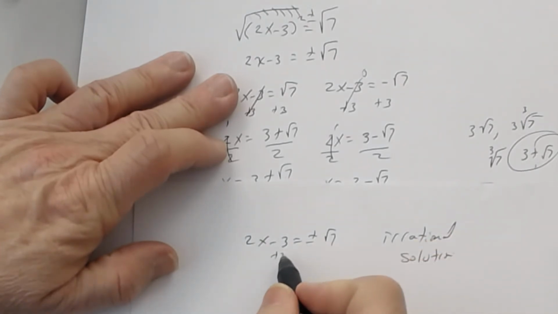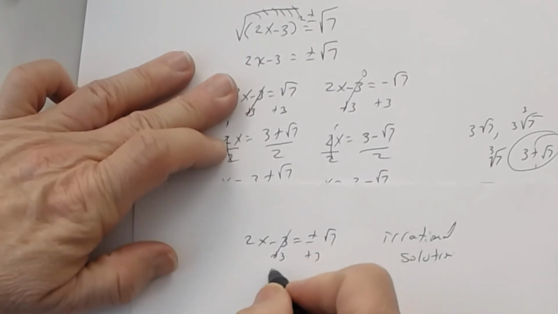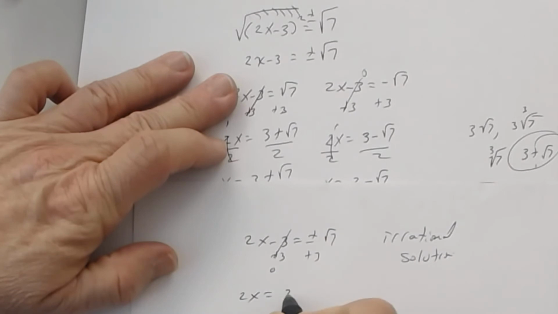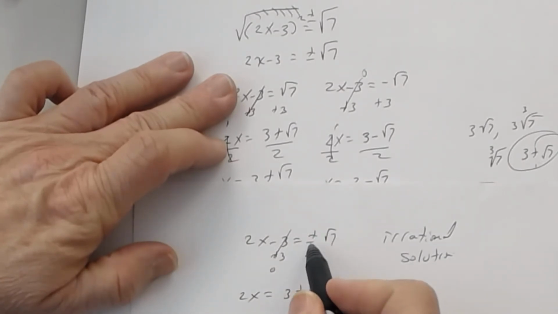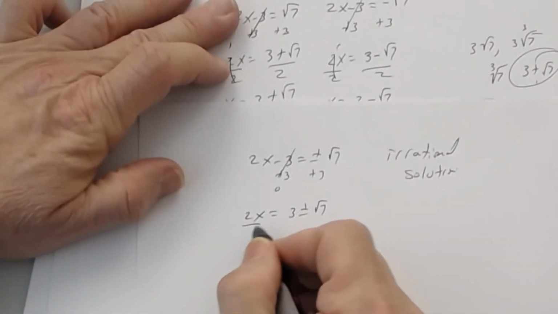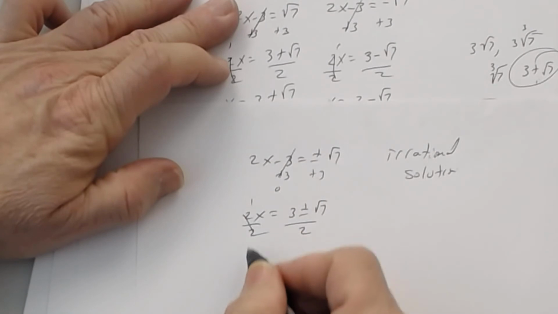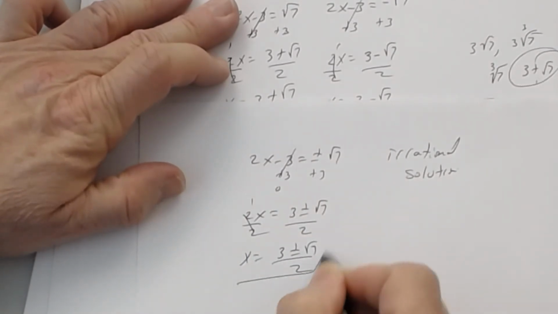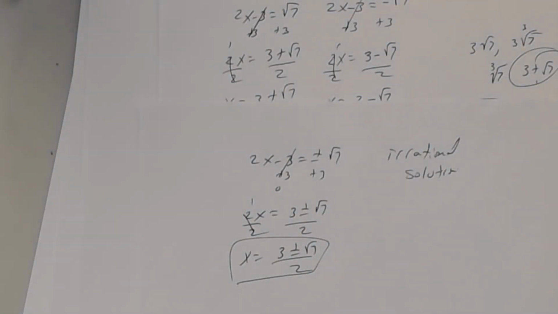You could have just added 3 to both sides. And then these I can combine, these I cannot. So I get 2x equal 3 plus or minus square root of 7. You see what I did? And then how do I get x by itself? Divide by 2. And so I get x equal 3 plus or minus square root of 7 over 2. You could have left it in that kind of form.